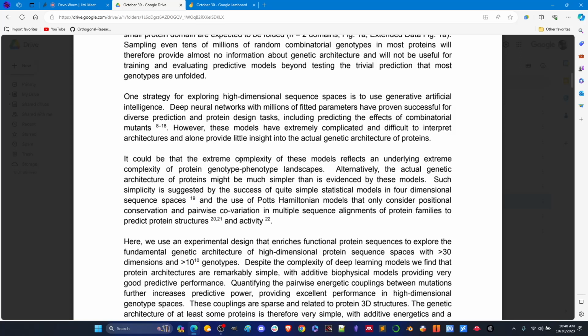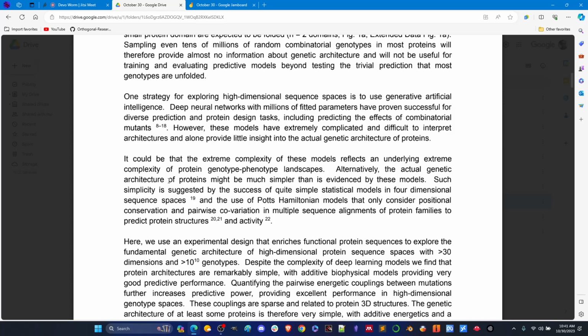So it could be that the extreme complexity of these models reflects an underlying extreme complexity of protein genotype to phenotype landscapes. So this is where we have what we've called the G to P mapping in previous meetings, and that is what aspects of the genotype map to changes in the phenotype. So can we describe phenotypic diversity in terms of genotypic diversity? And if so, how does that map work? Now we know it's not a one-to-one map, so we have to figure out what that relationship actually is.